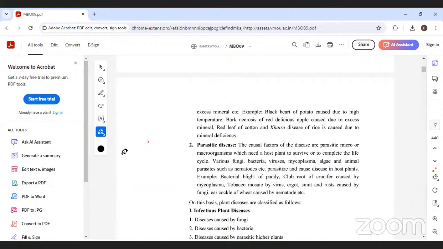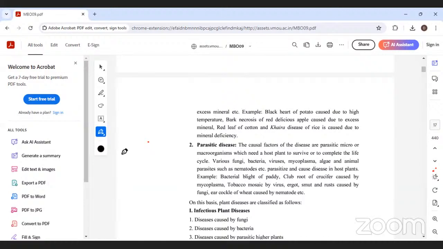Next one, black necrosis and red delicious apple. Potato is complete. Next in apple, black necrosis of red delicious apple. These are caused due to excess of minerals. In high temperature, the disease in potato is called black heart. When excess minerals are there in the soil, in the apple you can observe the disease called red delicious.